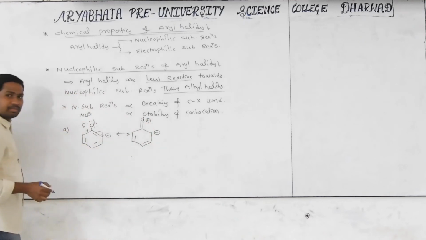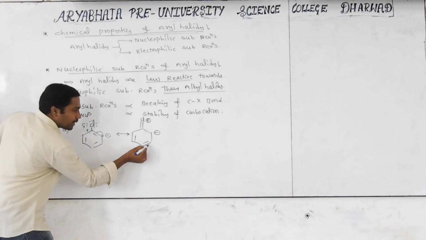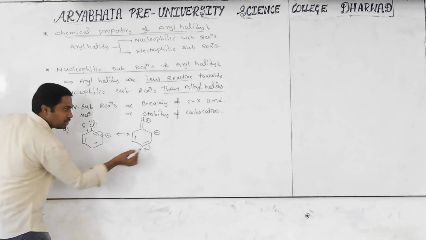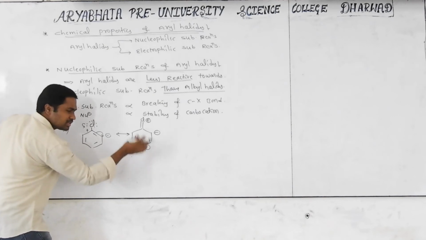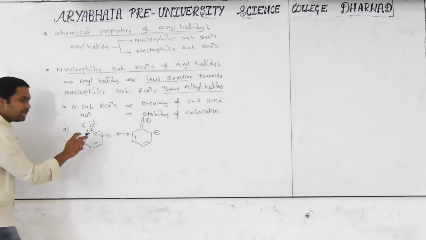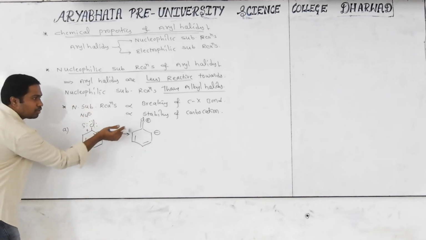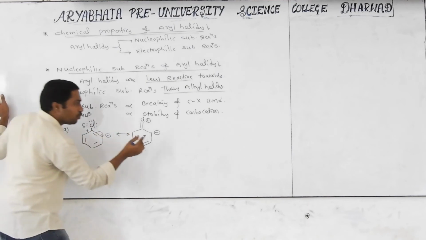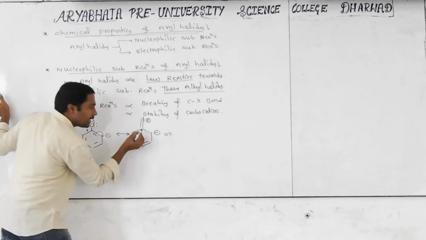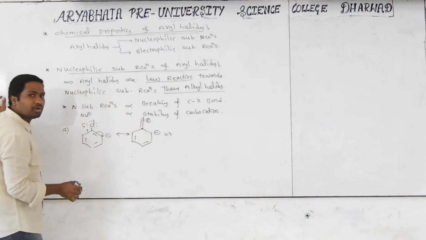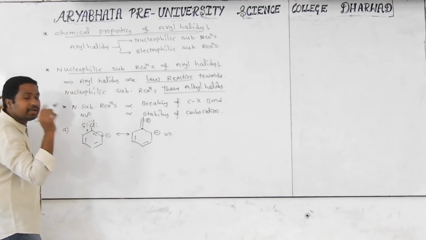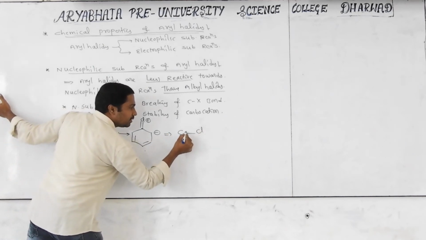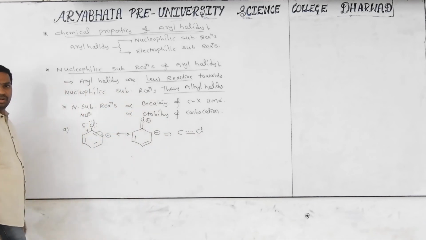After that the bonds remain, and it still participates in the resonance structures. Yes, it keeps going like this. Then we get plus here and minus here. So in aryl halides, the halogen atom is involved in resonance with the benzene ring. Then what happens between carbon and halogen in aryl halides? We get a partial double bond. Carbon and halogen are connected with a single bond, and one more bond is a partial bond.